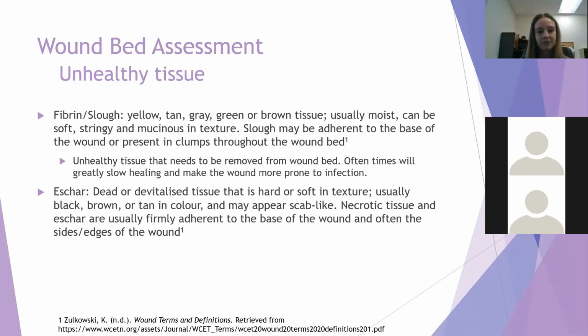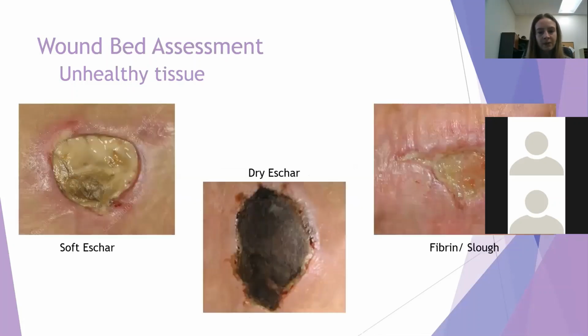Eschar: the dead or devitalized tissue that's hard or soft in texture. It normally is black, brown, or tan in color, and may appear scab-like. Necrotic tissue and eschar are usually firmly adhered to the base of the wound and often the sides or the edges of the wound. So we have a soft eschar on the left, the dry eschar, and then you'll see the fibrin slough. And sometimes you can have kind of mixes of all of them in there too.